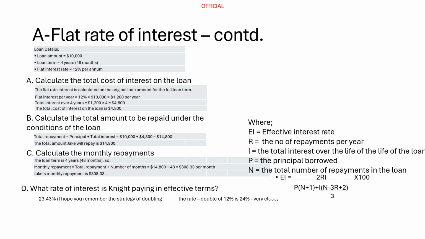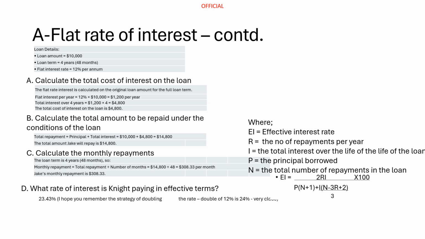Question A is calculate the total cost of interest on the loan. So the loan amount is $10,000 at 12%. He pays $1,200 per year, and over 4 years he'll be paying $4,800.